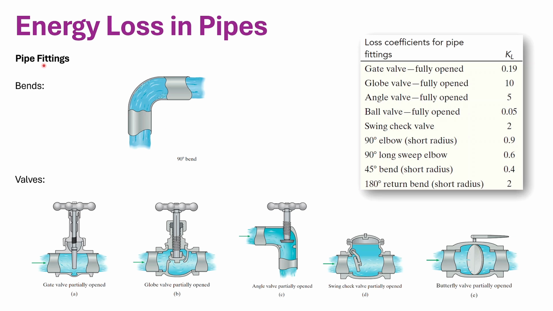Pipe fittings. Bends and valves also cause energy loss in pipes, and this table here shows corresponding KL values for each of those. For example, for a gate valve which is fully opened, the KL is 0.19. And for a globe valve, fully open, the KL is 10, which is a pretty high number.